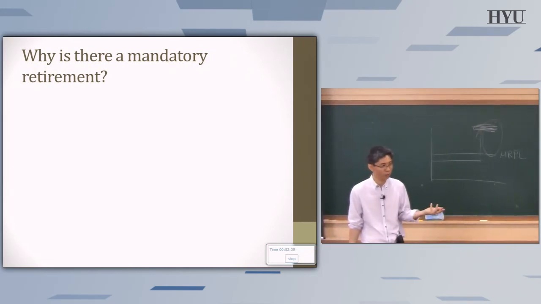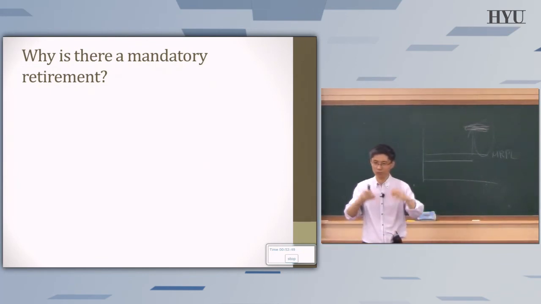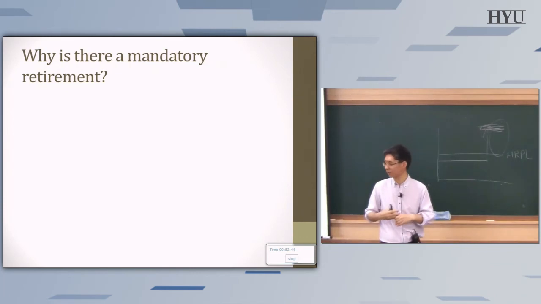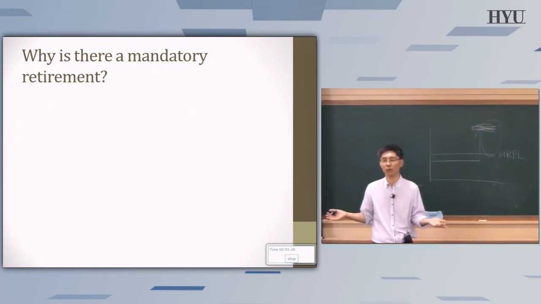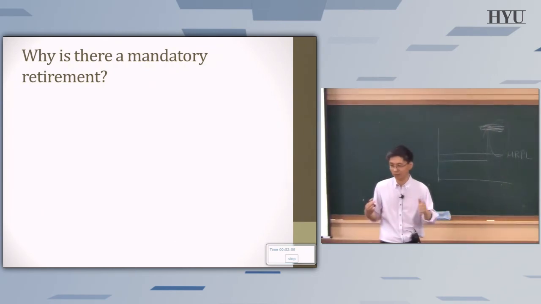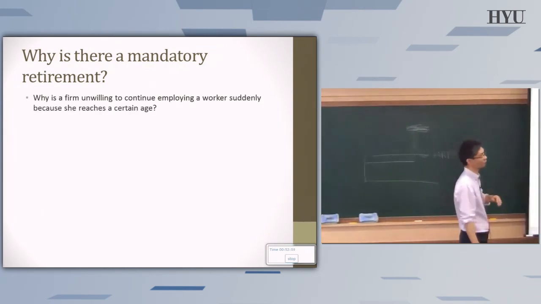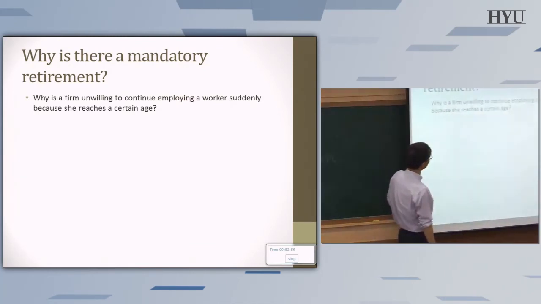One day ago, the company will willingly hire you and then let you work. But one day later, you are too old to work. How do you explain this sudden change of employment relationship?